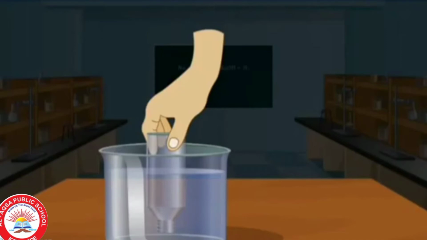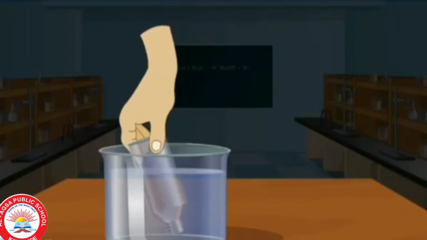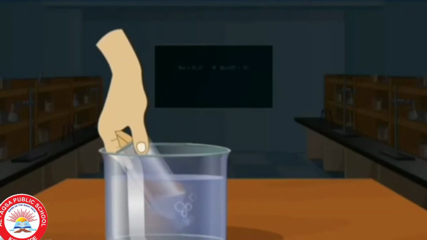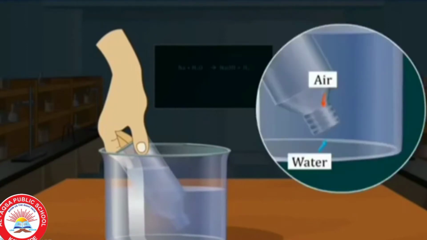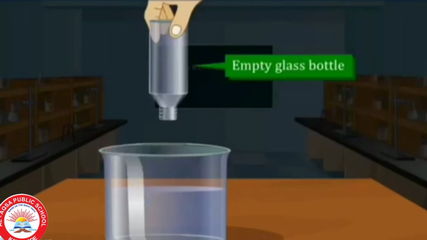Now tilt the bottle slightly. When the bottle was tilted, the air was able to come out in the form of bubbles and water filled up the empty space that the air had occupied. This activity shows that air occupies space. It fills all the space in the bottle. It is present everywhere around us.